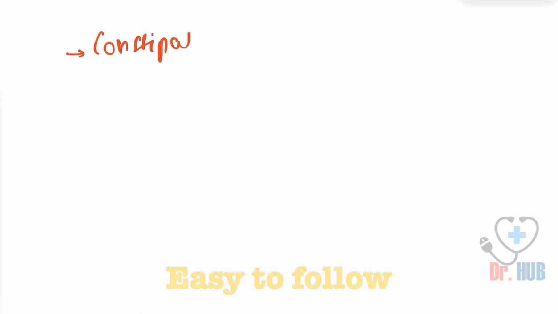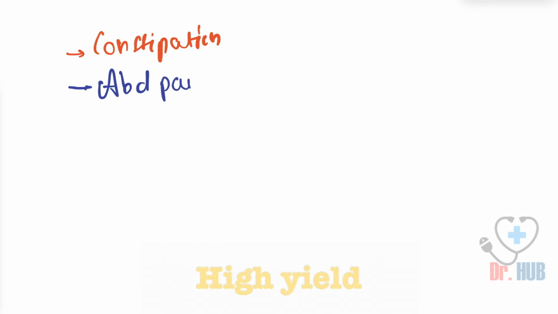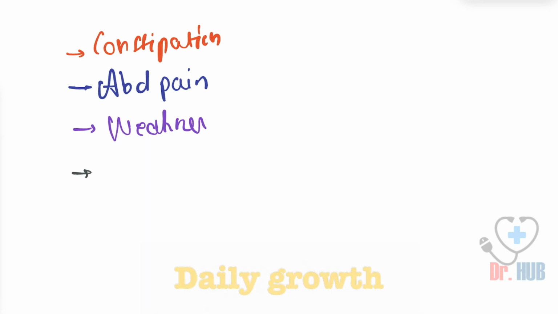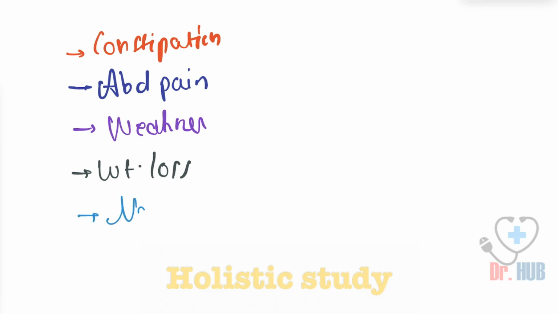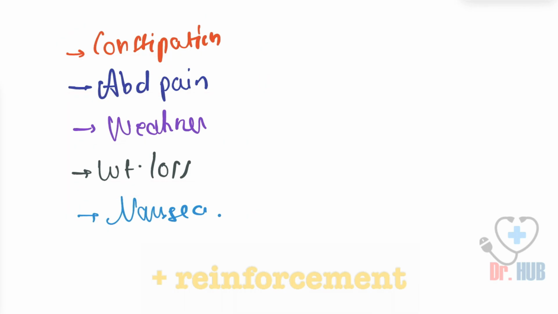To continue, there is constipation as well. Then there is also abdominal pain. Next, there is weakness. Then there is weight loss, as well as the presence of nausea. To recap, we saw constipation, abdominal pain, weakness, weight loss and nausea.